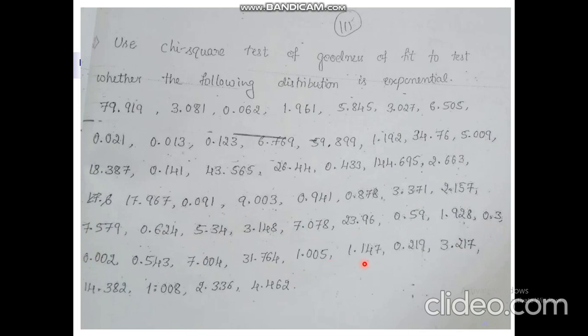1.005, 1.147, 0.219, 3.217, 14.382, 1.008, 2.336 and 4.462. So these are the numbers. This is the data they have given for the chi-square test.